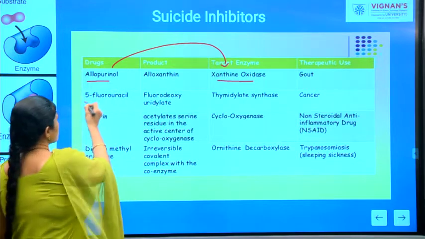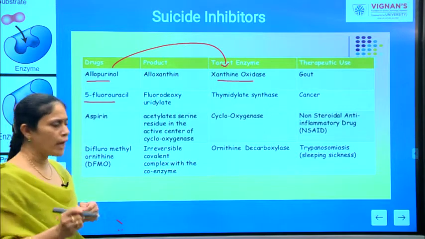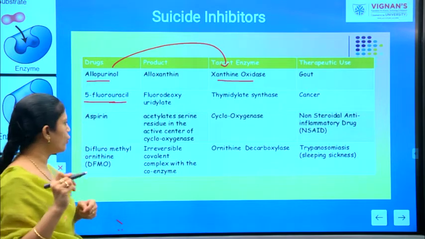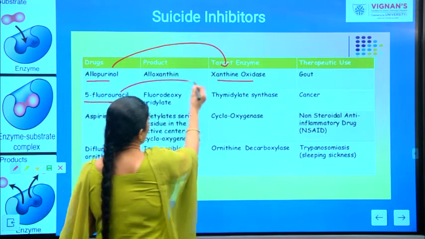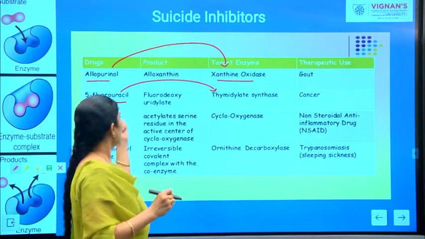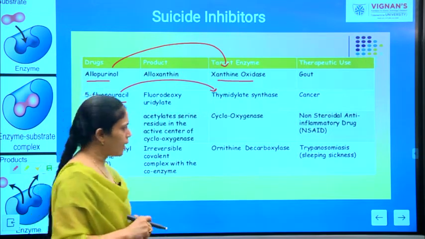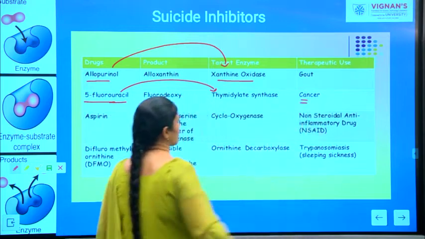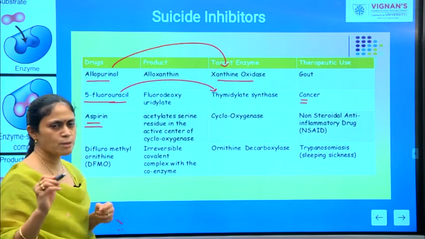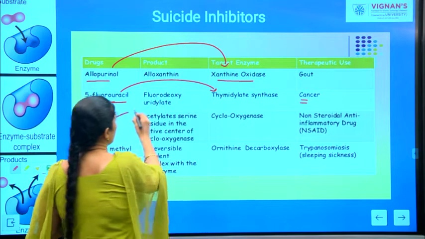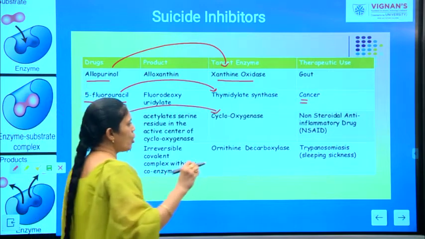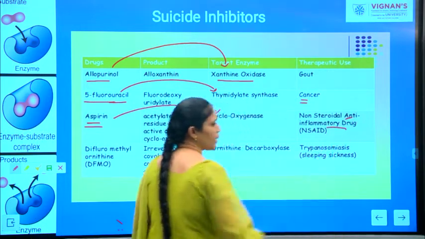Along with this, you can also see another example, which is 5-fluorouracil, which is showing its effect on the enzyme thymidylate synthase. Because of this, the drug is used in treating cancer. Along with that, we can also take another drug, your aspirin, which is inhibiting the enzyme cyclooxygenase. It is mostly used as an anti-inflammatory drug.